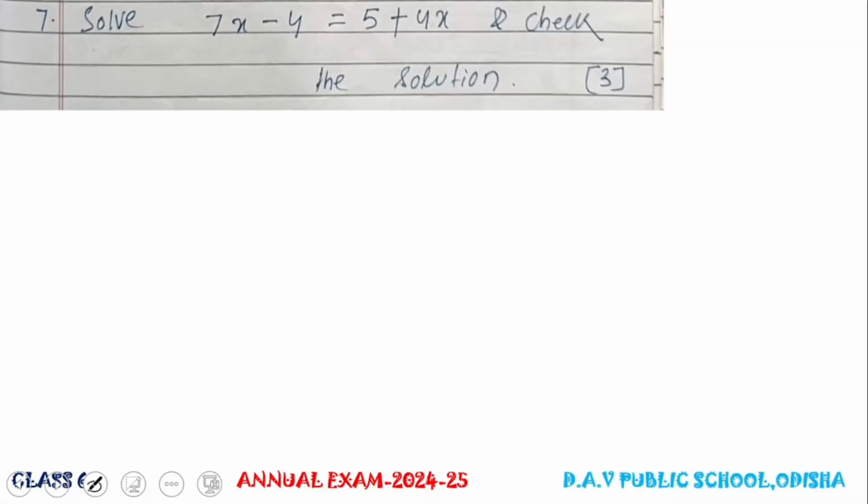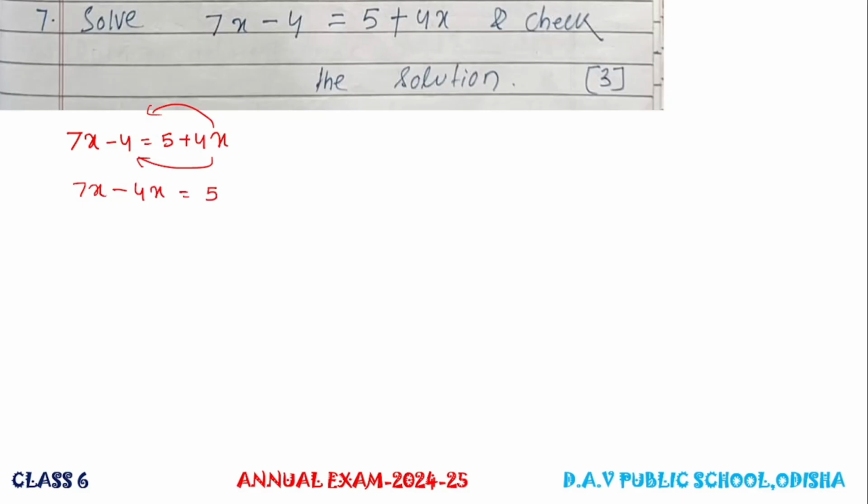Question number 7. Solve this and check the solution. Okay, first we solve, that is 7x minus 4 equal to 5 plus 4x. Now we arrange. Okay, so first we write down 7x, here minus 4x. When it goes to the left side, it becomes minus, that is plus, minus 4x equal to 5.